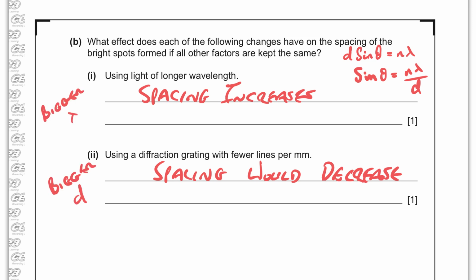So if you have a bigger lambda, we should see the spacing increase. That second change would cause a bigger d, and that would cause the spacing to decrease.